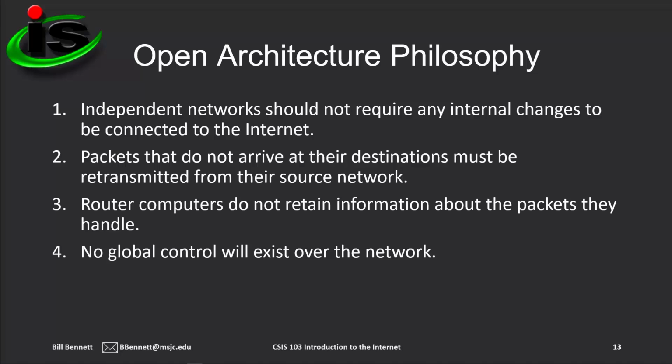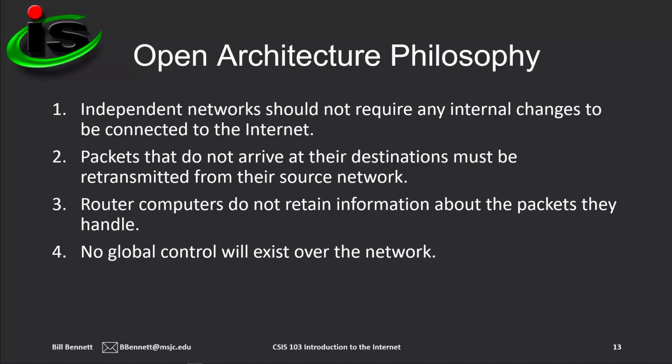The open architecture philosophy includes 4 key points. 1. Independent networks should not require any internal changes to be connected to the Internet. 2. Packets that do not arrive at their destinations must be retransmitted from their source network. 3. Router computers do not retain information about the packets they handle. And 4. No global control will exist over the network. This open architecture philosophy was revolutionary at the time.